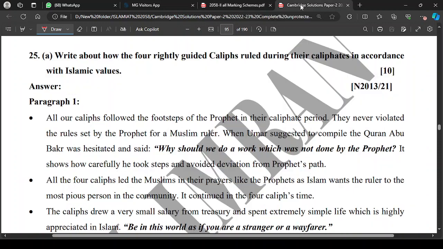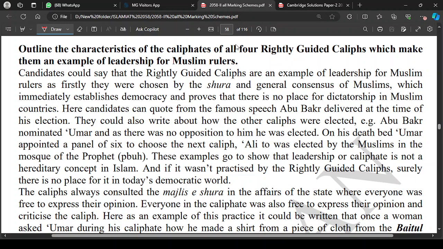Like we have another question, right? Write about the four rightly guided caliphs, how they ruled during their caliphates in accordance with Islamic values. Okay, for such type of questions, you have to refer the caliphate of all four rightly guided caliphs, the way they ruled, the way they set an example for the Muslim leaders today.